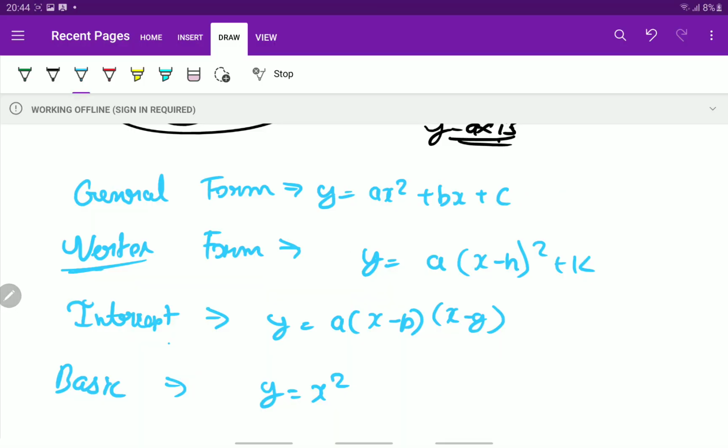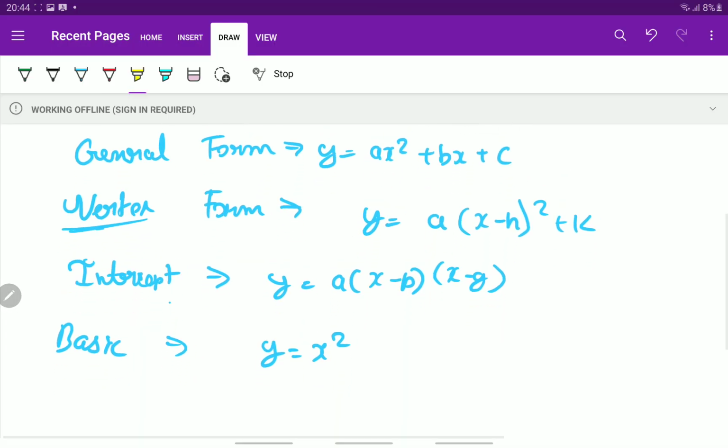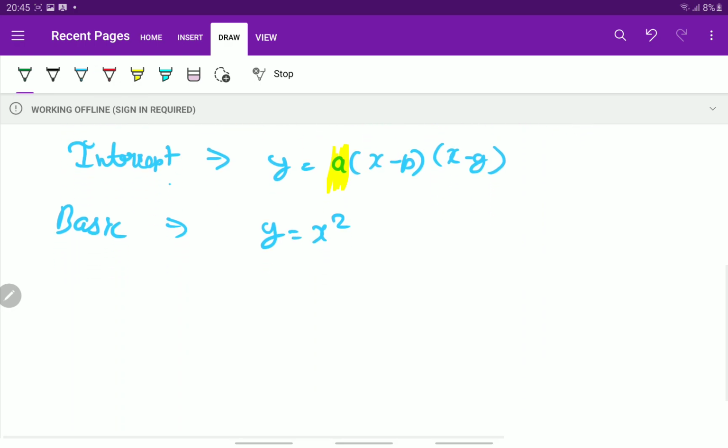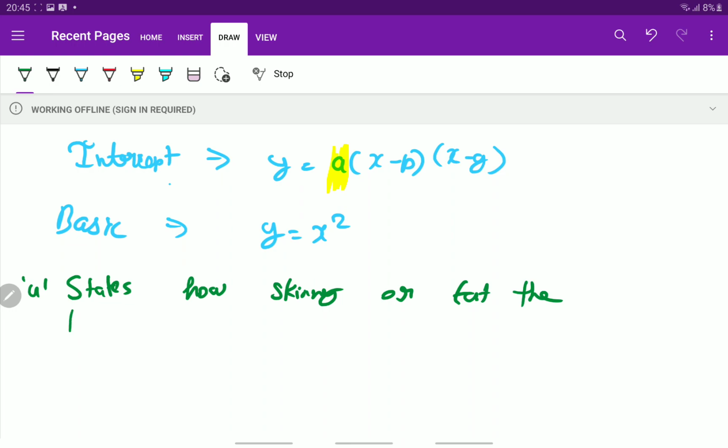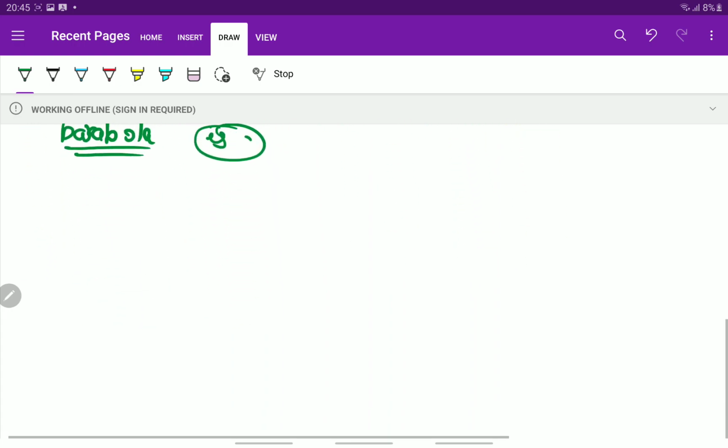Now, what you can see is that some of the letters are the same, such as this a. What is this a? This a states how skinny or fat the parabola is. Okay? So let's actually get into it.